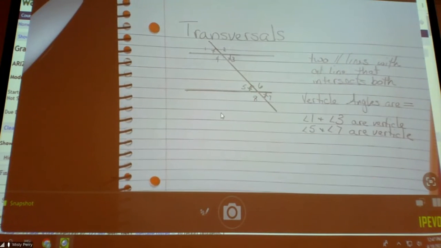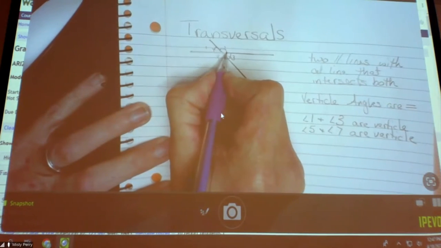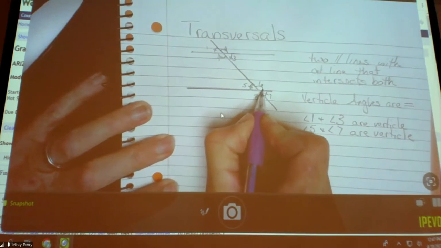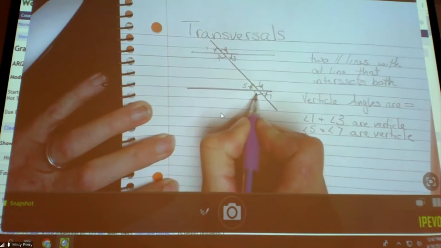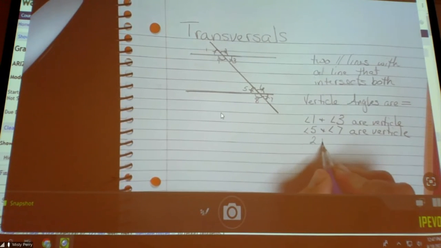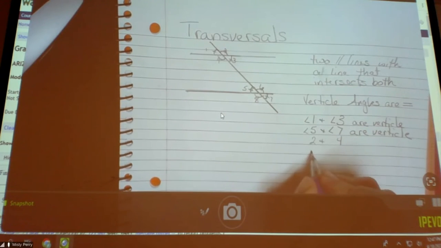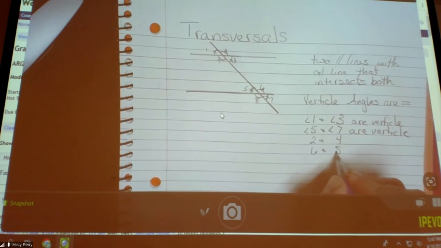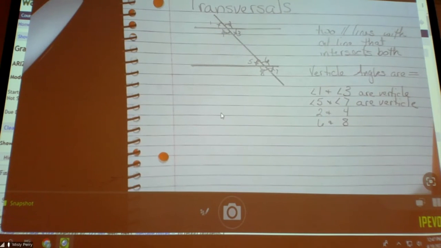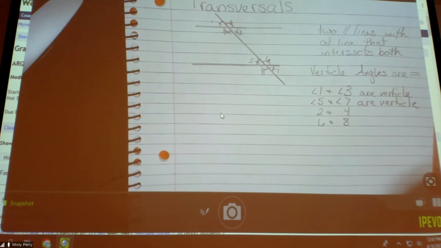Now, the same thing on the other side. Okay, I have this angle here and this one. I have this one and this one. So 2 and 4, and then 6 and 8. Those are all the vertical angles. The other thing you need to remember about transversals is you have a lot of supplementary angles.